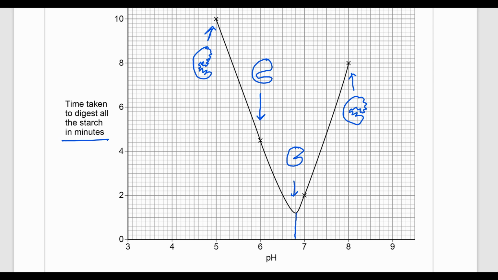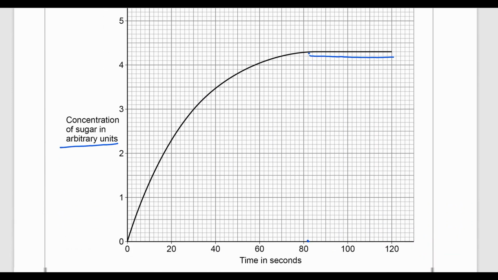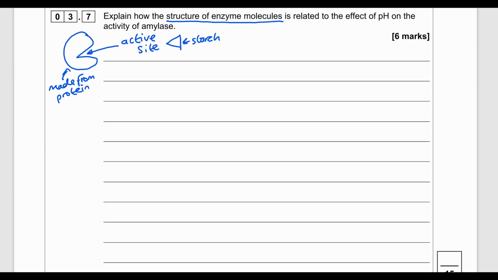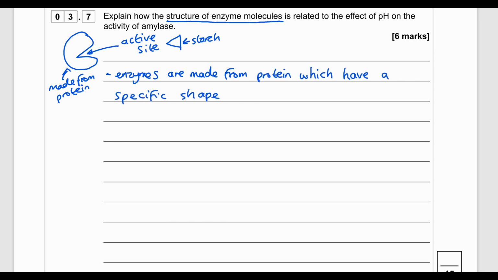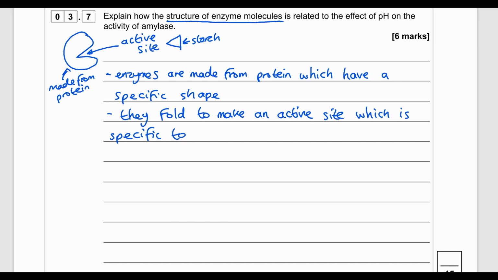So what we've got to do now is put all of that information into words. We can start with our general information here. Enzymes are made from protein, and they have this specific shape. And when these enzymes fold, they can make an active site, which is going to be specific to fit a certain substrate. Okay, so now we can start to talk about amylase, because of course that's what the question is asking us to talk about. So amylase has a specific active site for starch.